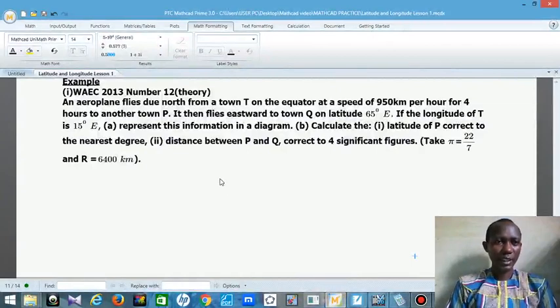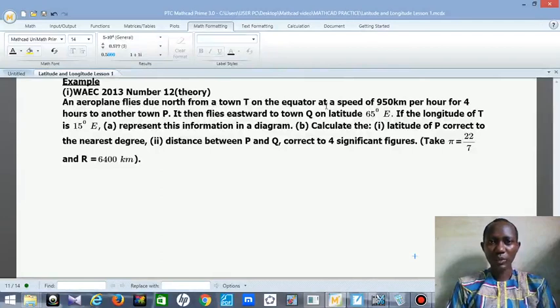Hello, let's study this example together on latitude and longitude. This is taken from WAEC 2013 number 12. It's a theory question. The question says an aeroplane flies due north from a town T on the equator at a speed of 950 km per hour for 4 hours to another town P.